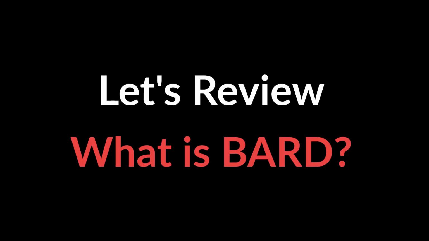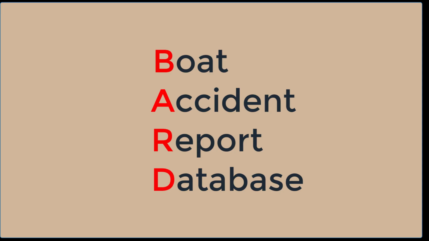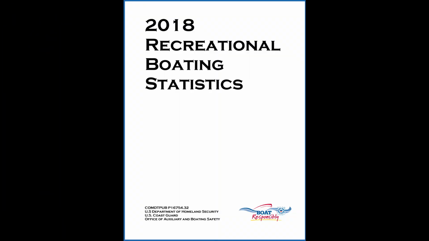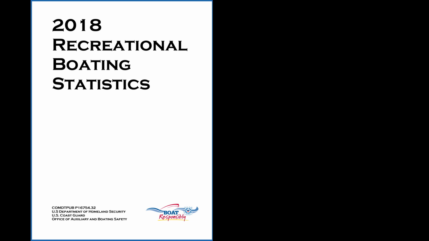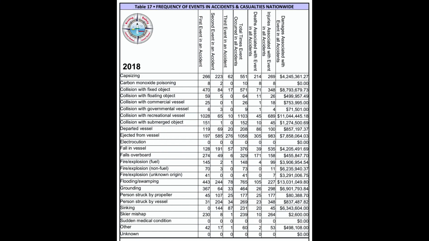Okay, let's review what we've learned about BARD so far. BARD is the U.S. Coast Guard Boat Accident Report Database, the annual database of recreational boat accidents. BARD data is used to create the annual Coast Guard Recreational Boating Statistics Report. This report is often summarized by the outdoor press in late May. The annual Recreational Boating Statistics Report lists the total number of accidents in BARD in several categories. Accidents must meet certain criteria to be listed in BARD.